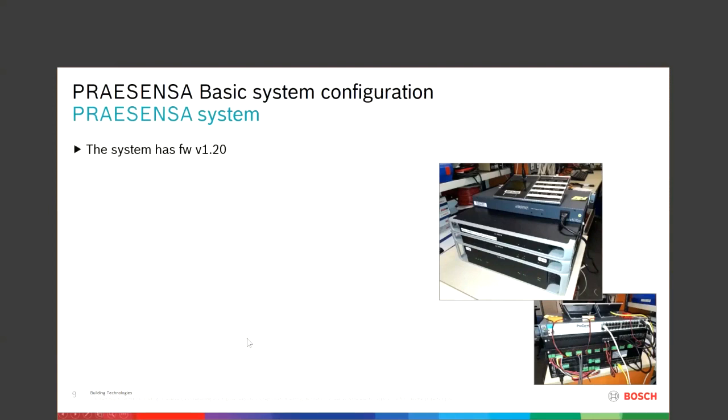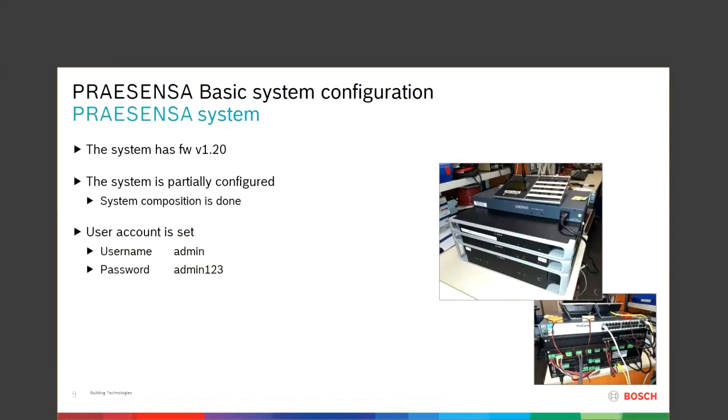The system has firmware 1.20 on it. It is already, as mentioned, partially configured. So the system composition is done. That's something we did in the last webinar. The account is set. Admin password is admin123. And also the Omnio security is set. Username is PRAESENSA PSK, and the passphrase is admin123.